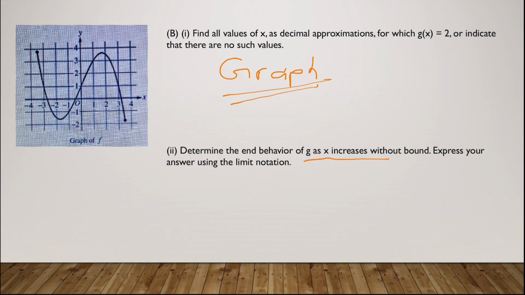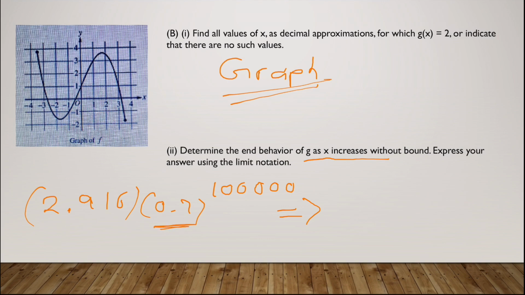But if you want to approach it mathematically, then if we write down the function g of x, which is 2.916 times 0.7 to the power x, if you take x to be any huge large number, if x were to be 100,000, then what would your answer be? Well, you know that this value right here is a decimal less than 1 being raised to a huge power, which will tend to 0.